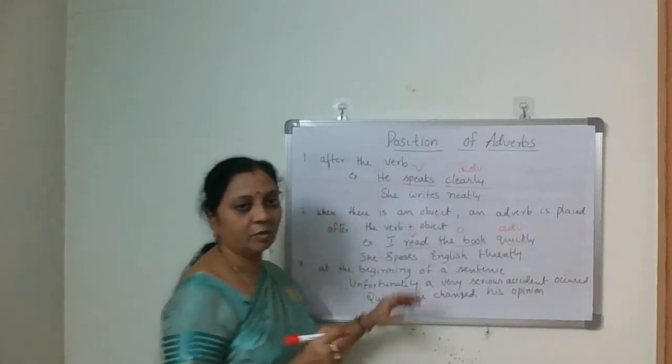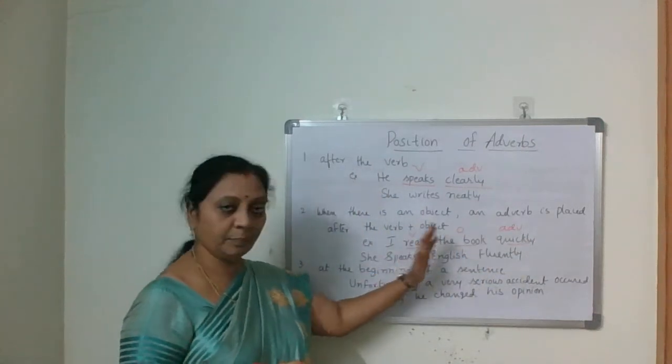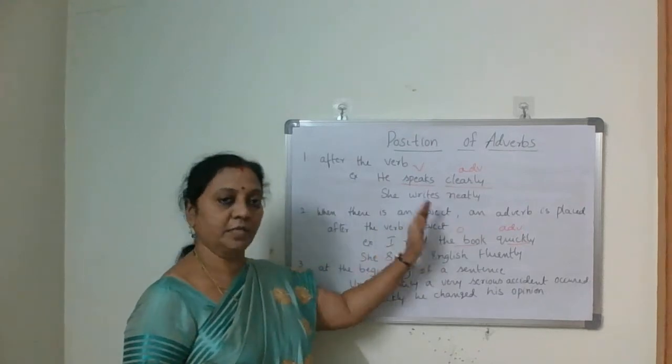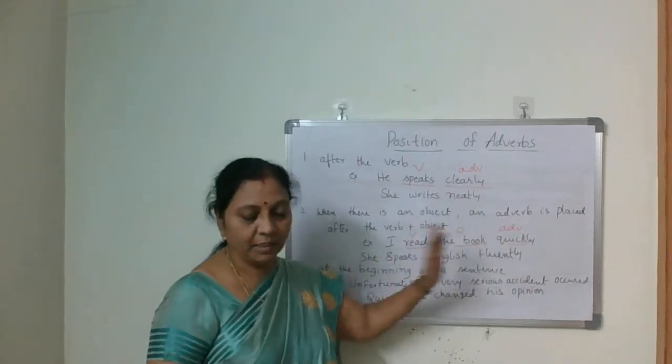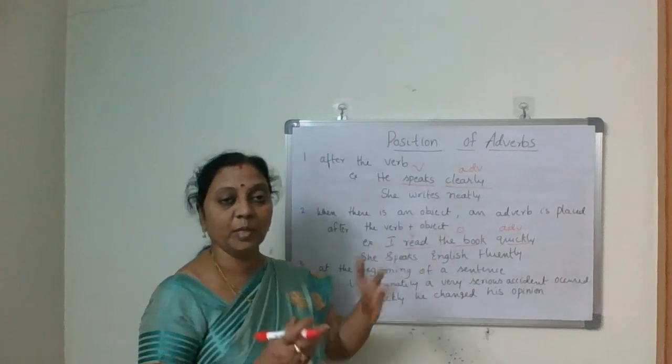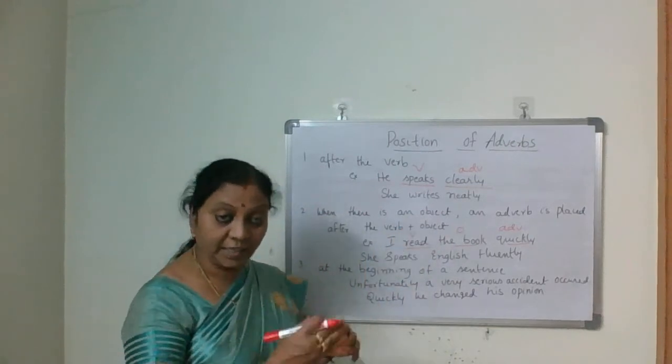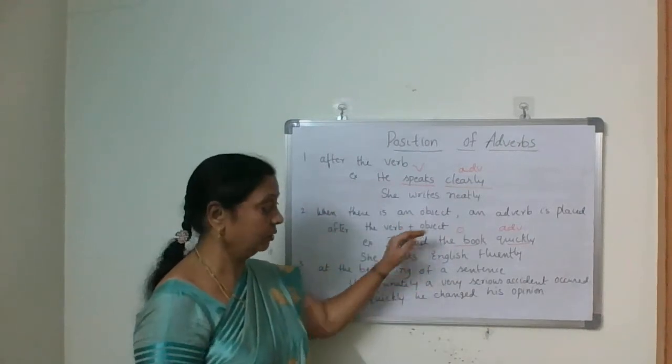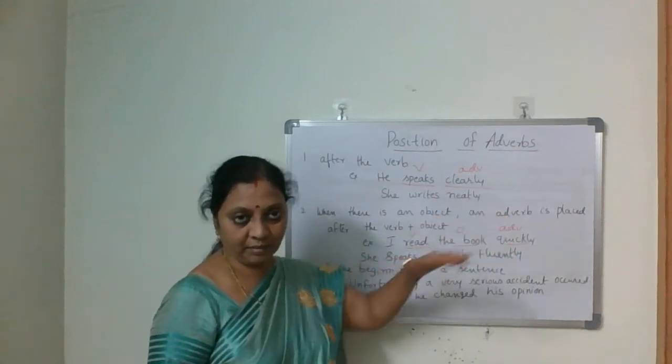So whenever there is an object, what is the position? Verb first, then object, then adverb. He read the book quickly. He read quickly the book? Wrong. He read the book quickly. So the position we have to take in this way.